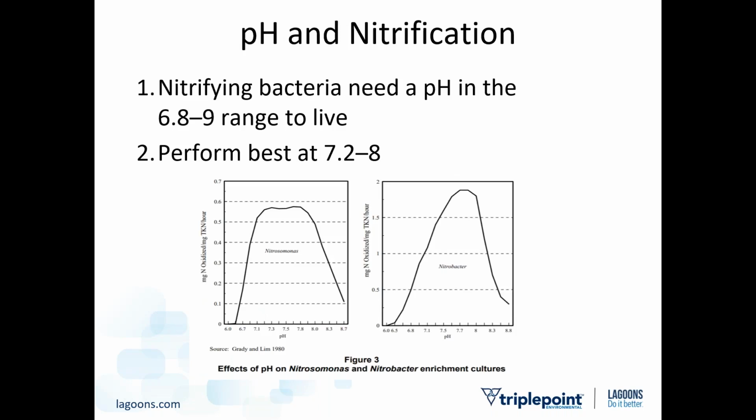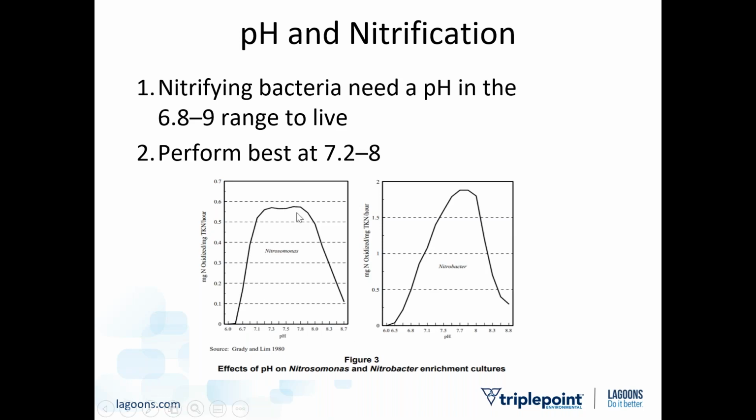So this is a figure. There's 2 major types of bacteria that perform the task of changing ammonia into nitrate. And together, they need a pH to be in the range of 6.8 to 9 to live. So obviously going down to 4.5, scavenging all the alkalinity, is not going to cut it. You need to keep that pH over 6.8. But then if you really want them to grow and perform their best, they need a more specific pH range of 7.2 to 8. And that's what you can kind of see here.